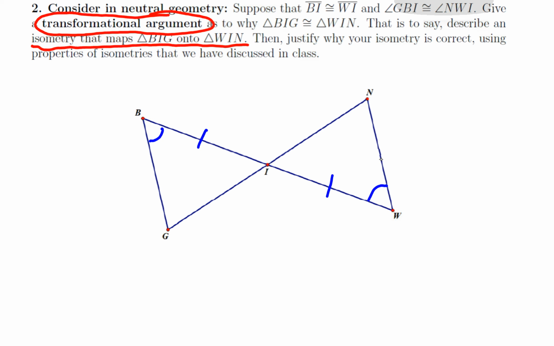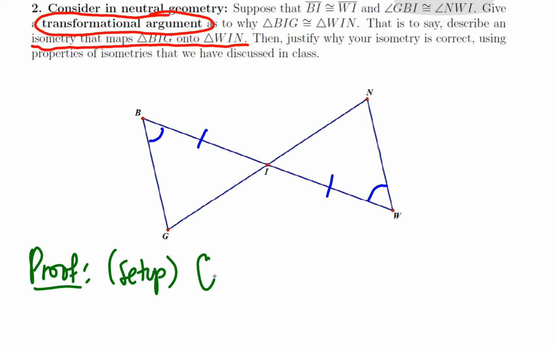That's the goal. And so I'm going to set this up there. I'm not going to write all the setup. Again, that is for you to do. Assume lines GN and BW cross at I, such that BI is congruent to WI and angle GBI is congruent to angle NWI. We will show by transformations the triangle BIG is congruent to triangle WIN. That's the setup. For us, we're going to consider the only transformation that I can imagine that does the job, and that's a half turn about I of triangle BIG.